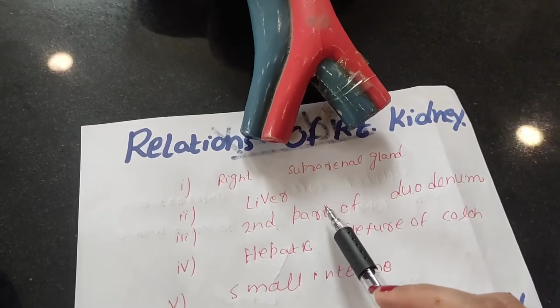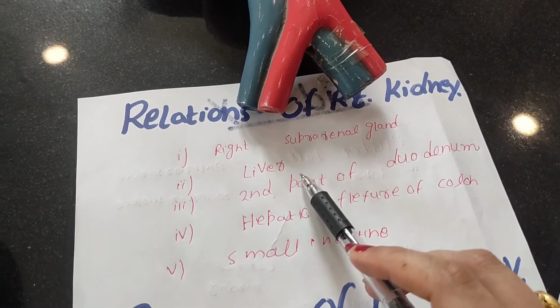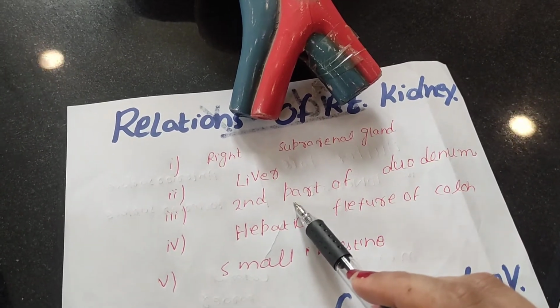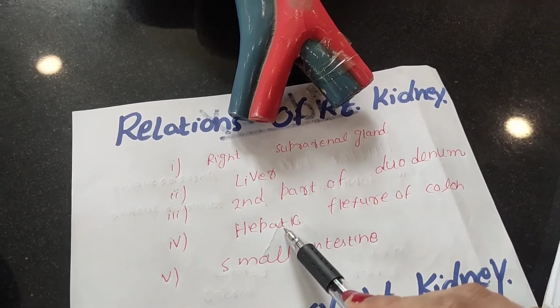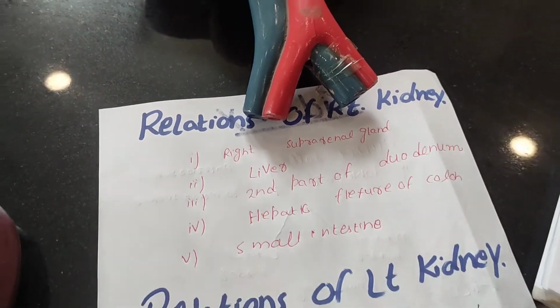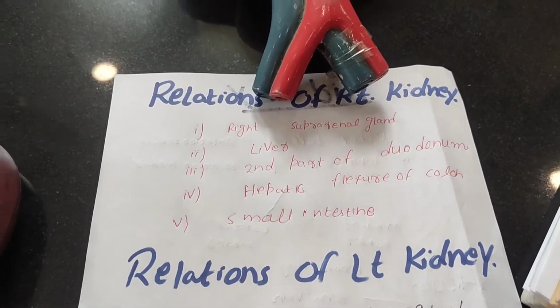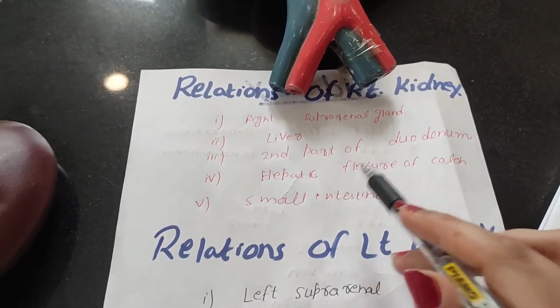So different relations of the right kidney are the right suprarenal gland, and on the right side there is the liver, so the liver will be present. On the right side there is the second part of the duodenum. Hepatic flexure of the colon is present and small intestine is present. So on the right side you have to remember all the viscera which are present on the right side, they will have the relations with the right kidney.